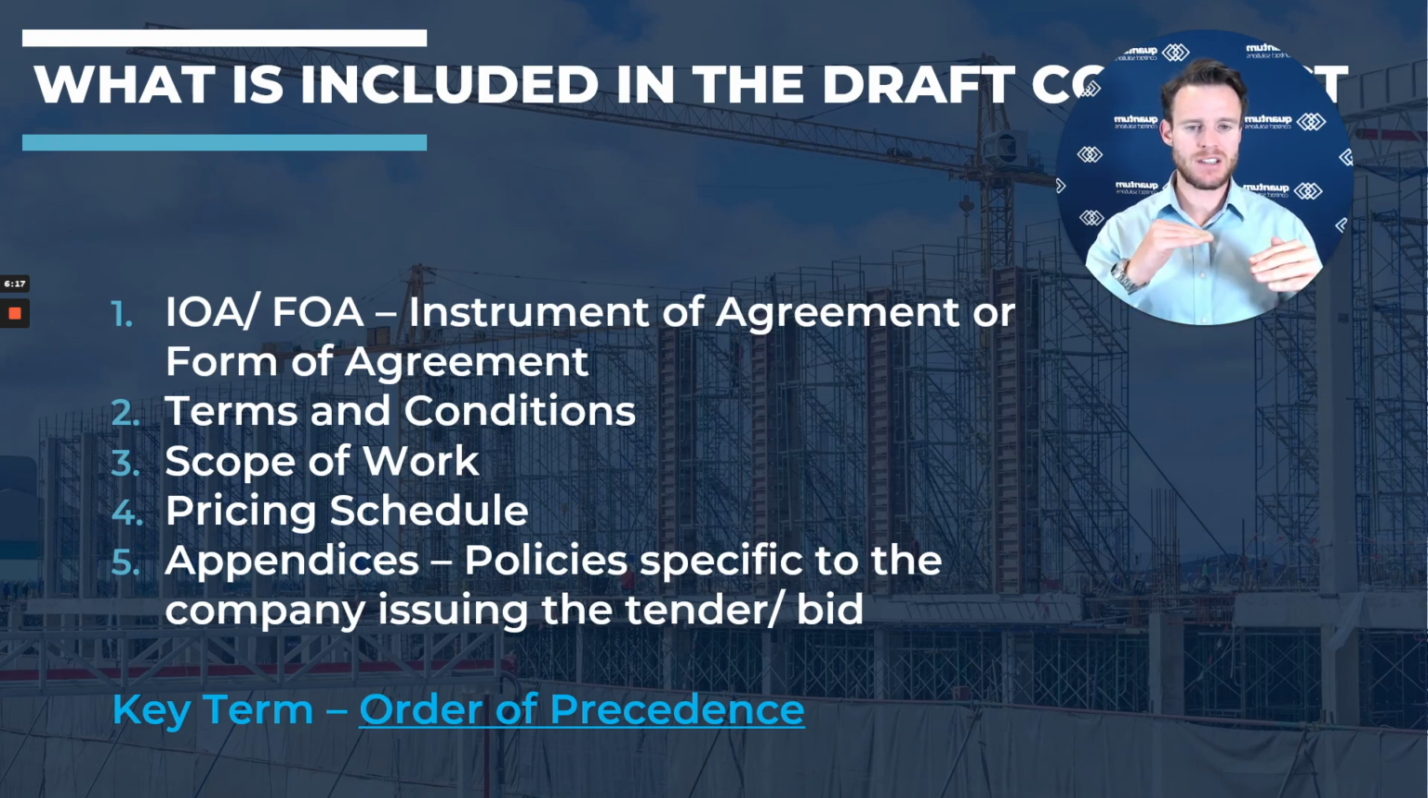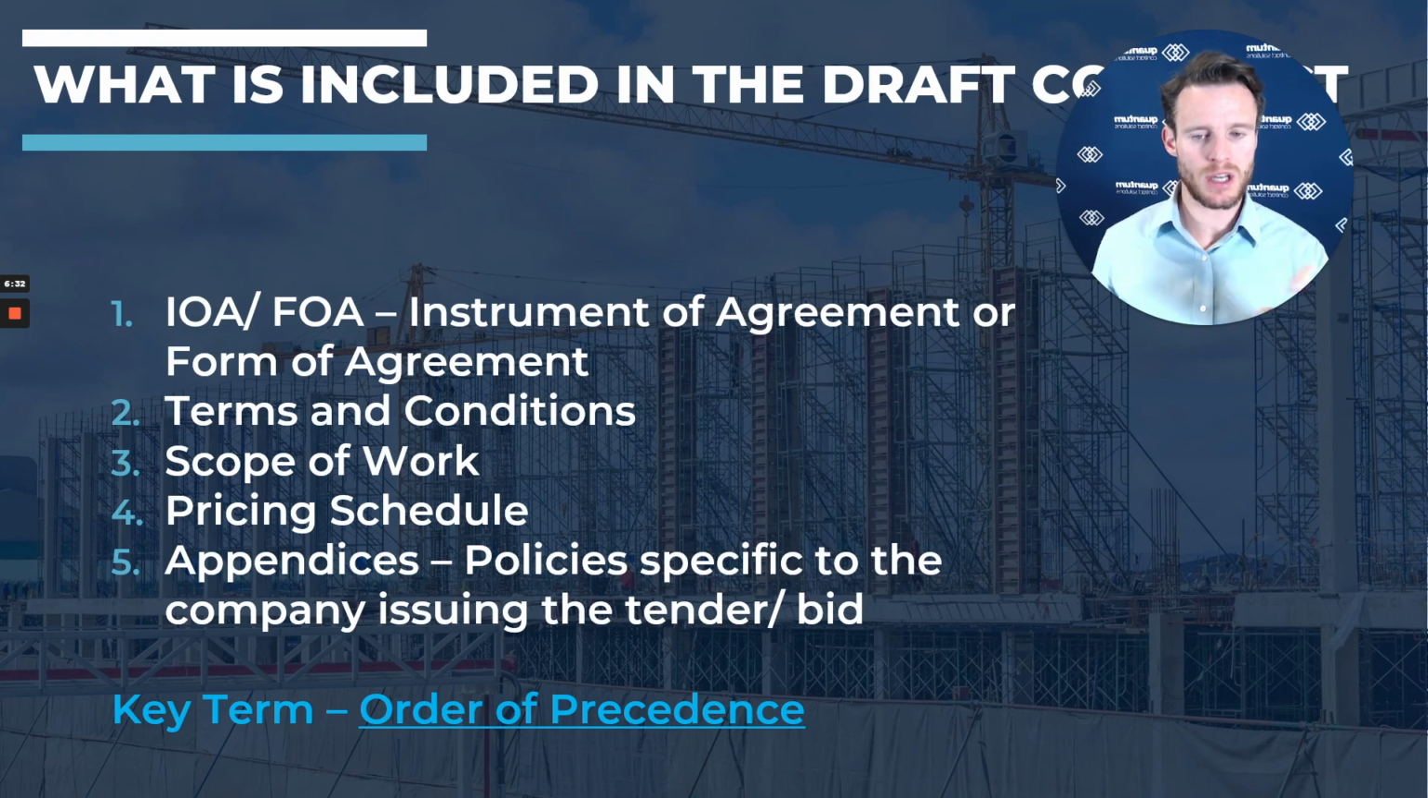There might be one in the scope of work, there might be one in the pricing schedule, and there might be one in the terms and conditions. So which one prevails? Which one is more important? And the order of precedence lays out the importance of the document. So clearly, whichever one is higher is more important, and that's the one that we agree that we'll rely on. Okay, that's it.